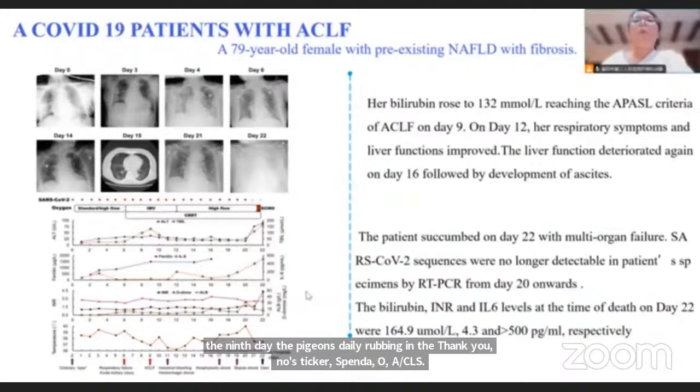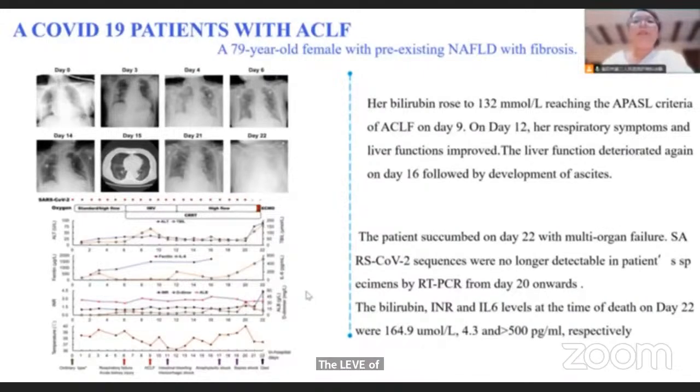The liver function deteriorated again on day 16, followed by development of ascites. The patient succumbed on day 22 with multi-organ failure. SARS-CoV-2 sequences were no longer detected in the patient's specimen by RT-PCR from day 20 onwards. The bilirubin, INR, and IL-6 levels at the time of death on day 22 were still high.